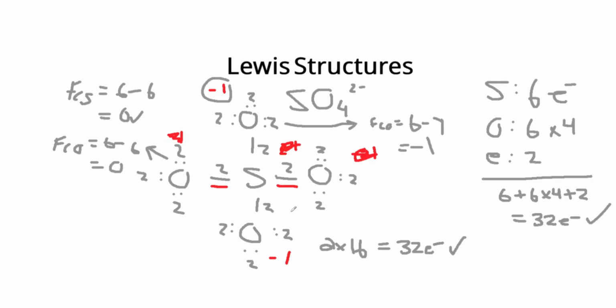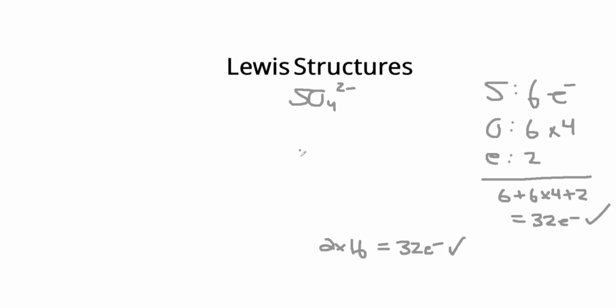of the sulfate ion. Your final answer would be S with 2 double bonds. It doesn't matter where you put them, but show 2 double bonds with the lone pairs shown. This is your SO4 2-.